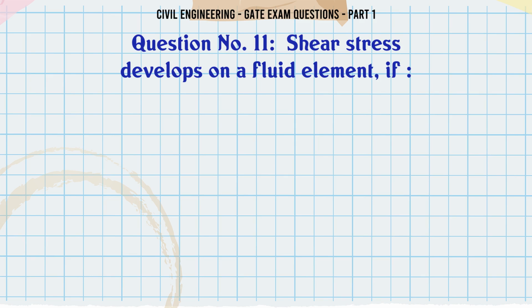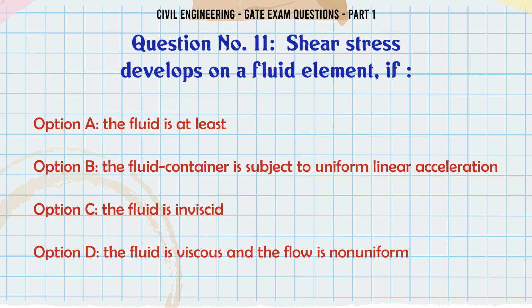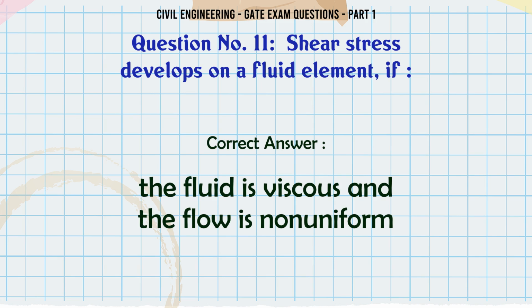Shear stress develops on a fluid element if: a. the fluid is at rest, b. the fluid container is subject to uniform linear acceleration, c. the fluid is inviscid, d. the fluid is viscous and the flow is non-uniform. The correct answer is the fluid is viscous and the flow is non-uniform.